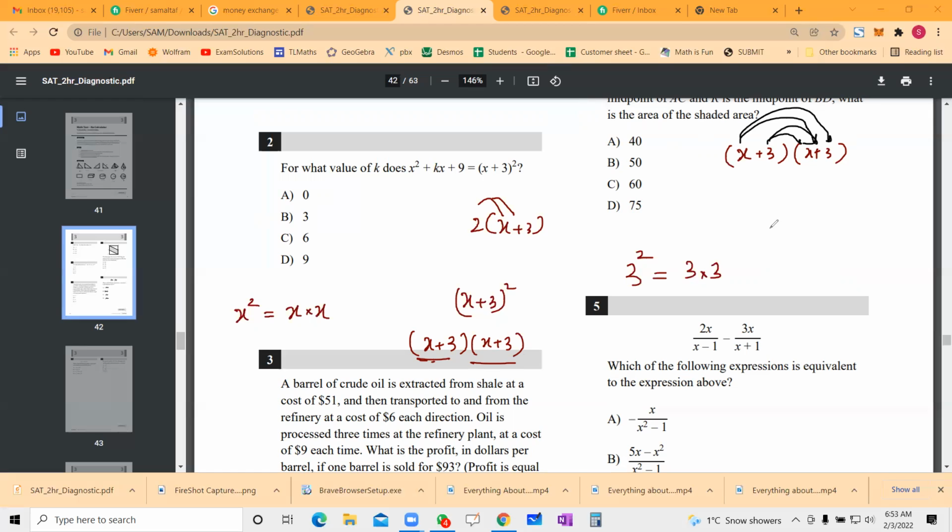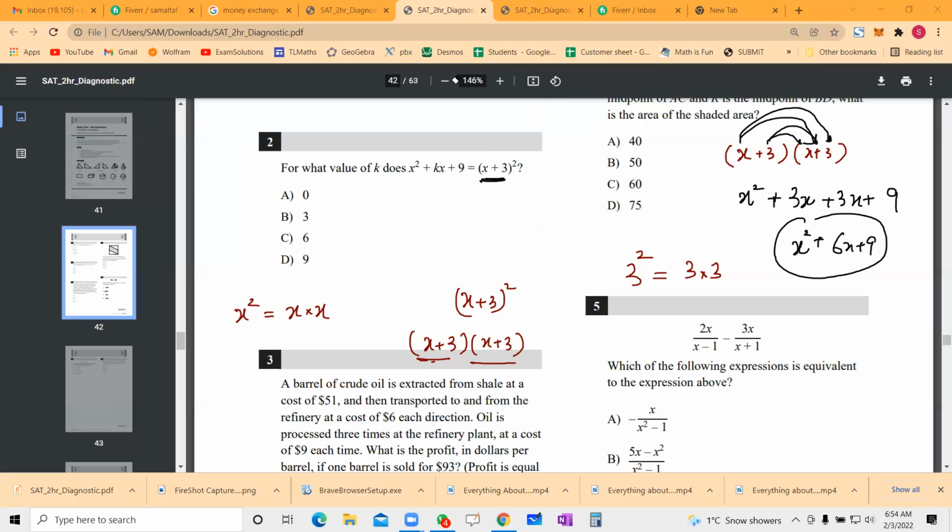How do you distribute? You would first do x times x, which would be x squared. You can FOIL. Then x times 3, which will be plus 3x, then plus 3x again, because 3 times x, and then plus 9, because 3 times 3. Can you combine any like terms? So that would be x squared plus 6x plus 9. Correct. So this on the right side is actually x squared plus 6x plus 9, and this is equal to x squared plus kx plus 9.